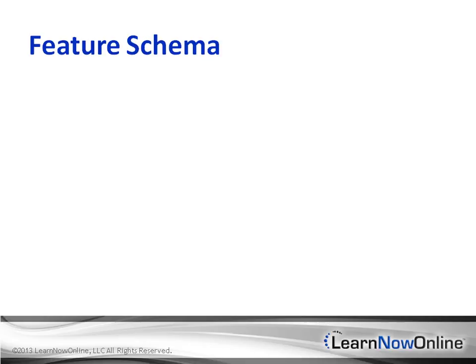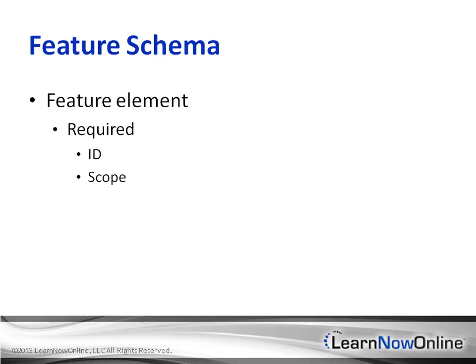So the format of the feature.xml file is it must conform to an XSD schema, and that resides in the SharePoint root at template/xml/wss.xsd is the file. And the root element is the feature element. And so it has two attributes that are required. The ID attribute, which is that globally unique identifier, or GUID, that's identifying the feature. And then the scope, which is going to be either a farm, web application, site, or a web.